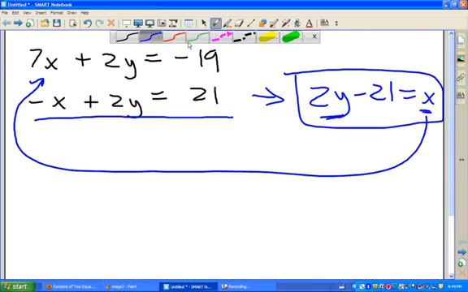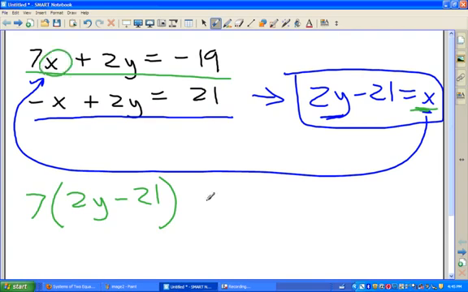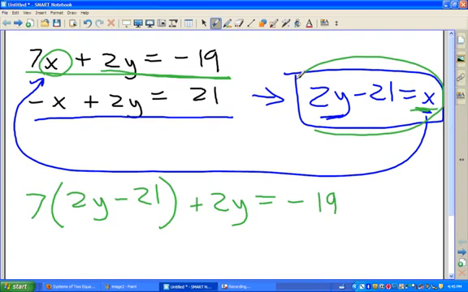Okay, so now I'm going to rewrite that top equation using the substitution. So I'm going to write 7 times 2y minus 21. I just plugged in my x for everywhere an x appears up here. Now I just write the rest of this equation, the 2y and the minus 19. So I hope you understand that. I solved one equation to get a variable in terms of the other, I plug it in, and that's where we go. Now I just do the algebra. Okay, FOIL this out or work it out.